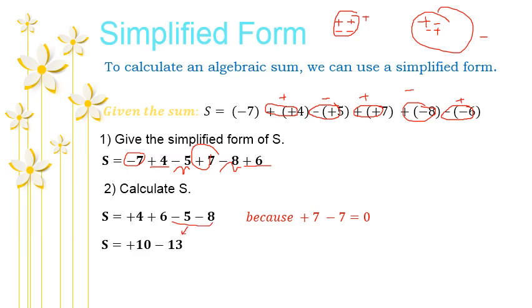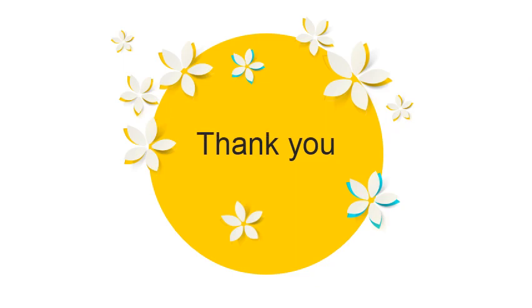Now 10 minus 13: the greatest number is 13. It has a negative sign, so our answer should be negative. And we say that 13 minus 10 equals 3. You can use your calculator to check your final answer. Okay, it's so easy, but we need to practice. Thank you for your attention.